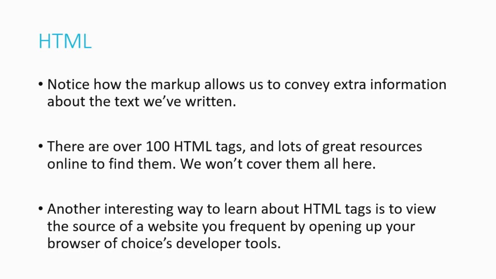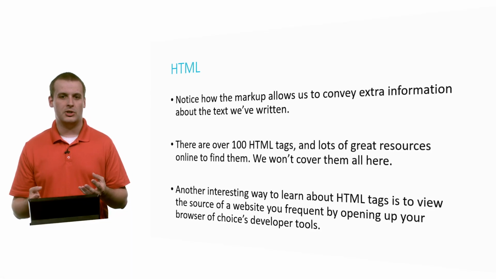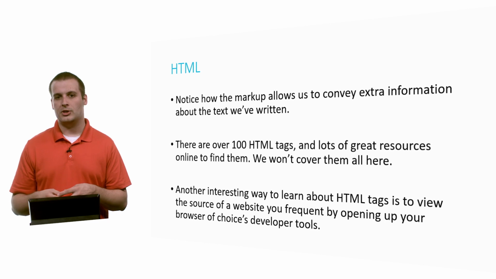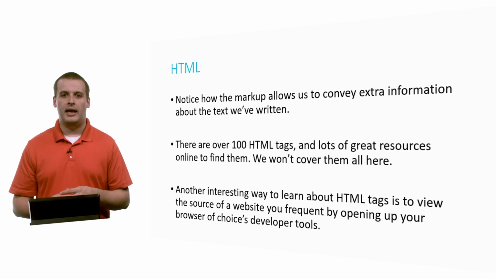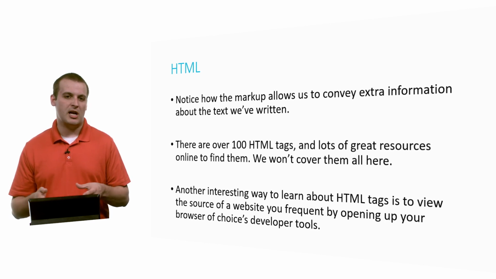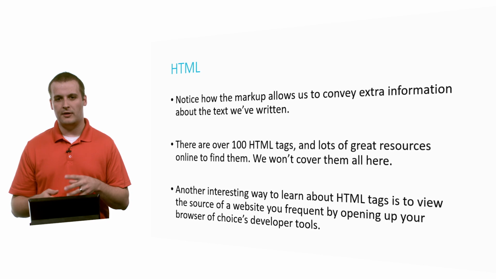Notice what happened here, though. The markup gives us a way to communicate extra information about what we've written. The hello world part was interpreted as the title, and the world hello part was interpreted as the content, or what should be visible on my web page. There are over 100 of these different tags and lots of great resources online to find them. We're going to talk about a few of them in this video, some of the really fundamental stuff, but we're not going to talk about it all because it would be exhaustive to do so.